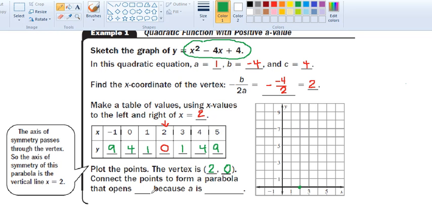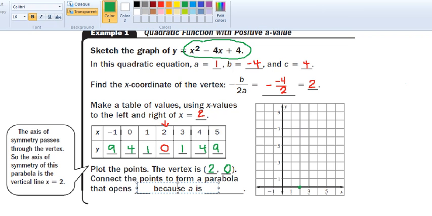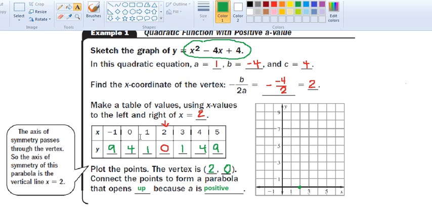We're going to connect the points to form a parabola. And I will tell you that this one is going to open up, in other words, the upward direction. And we'll find out that's because the a value is positive. Okay, let's go ahead and plot this.